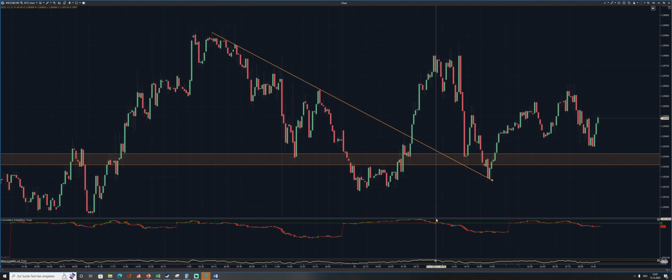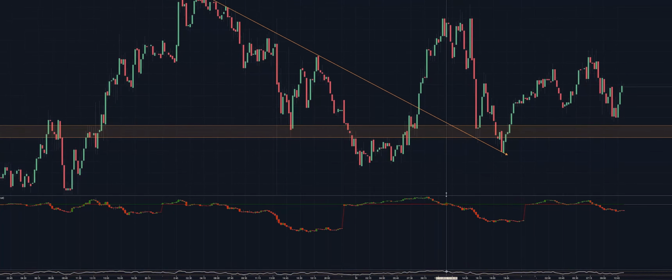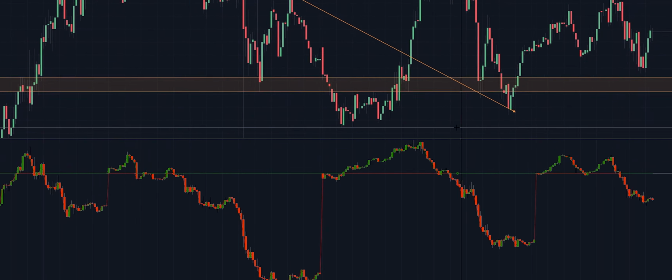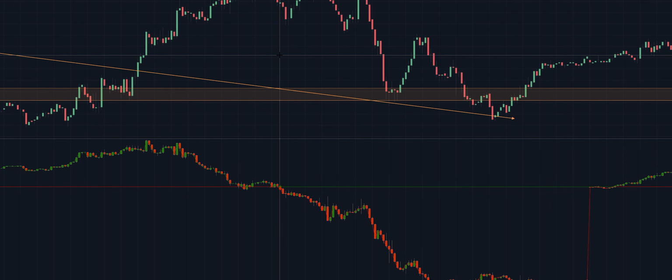On the bottom I have the cumulative delta, which is showing you that there has already been a very nice divergence. I switched to the 5-minute chart so it's easier to see. What you basically see is the price moving down and the delta is confirming it. We have more sellers in the market so far and the price is moving down.